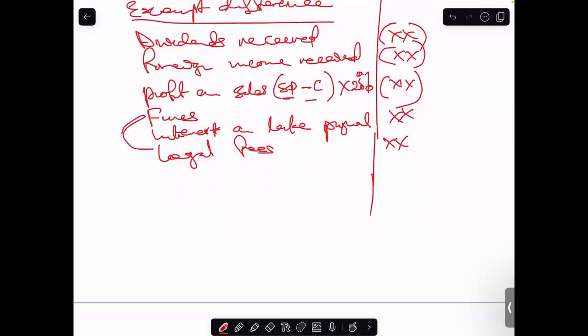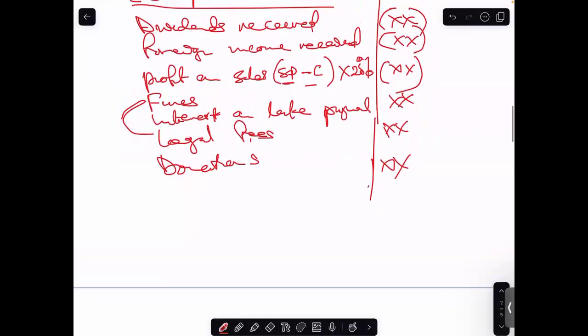Then what else? Donation. Sometimes you can have donation. Remember, in tax, donation is limited to 10% of taxable income, and the donation should be to a public benefit organization, but in accounting we don't consider that. So a donation can also be part of the exempt differences. What else?